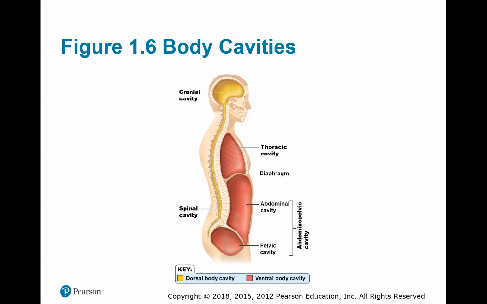So here's a great picture to get that idea between dorsal and ventral. In yellow, you can see the dorsal body cavity.